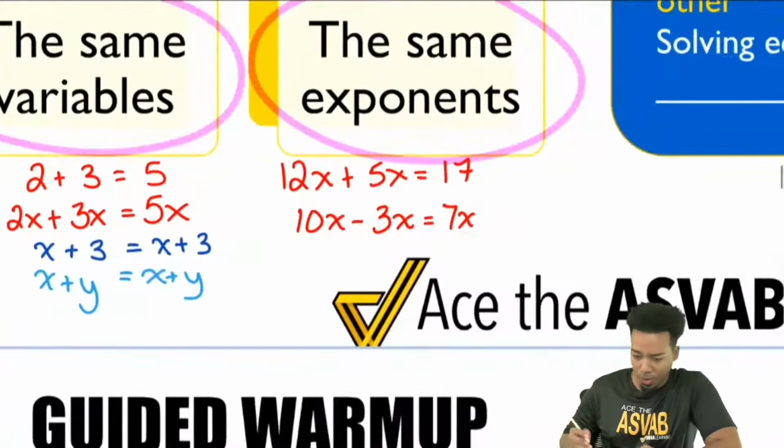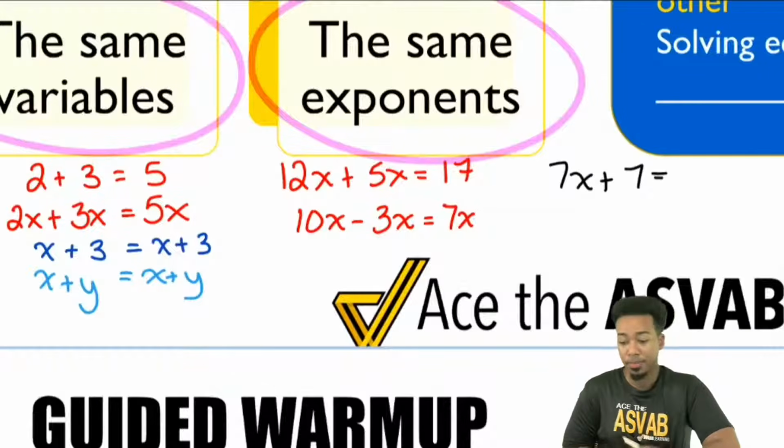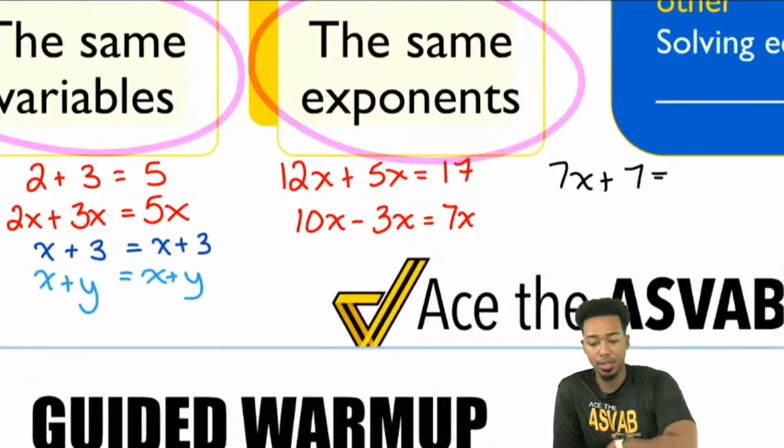All right, great. Feels pretty straightforward. Let's do another one here. Let's say 7x plus 7. What's that going to be? 7x plus 7. What's that going to be?